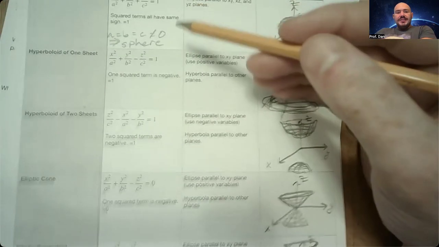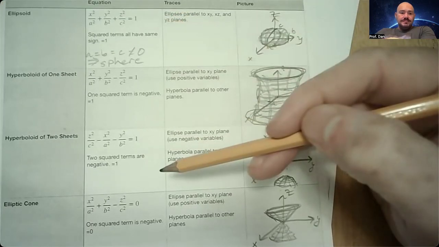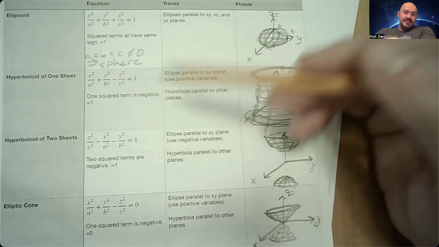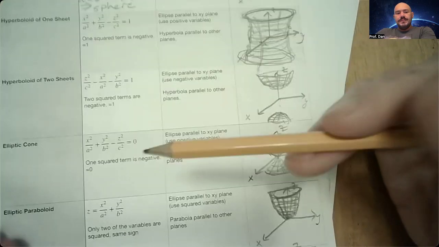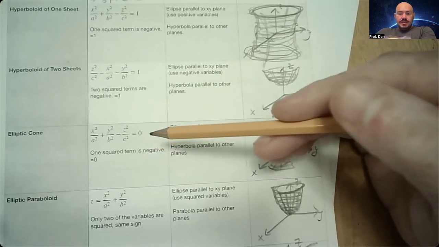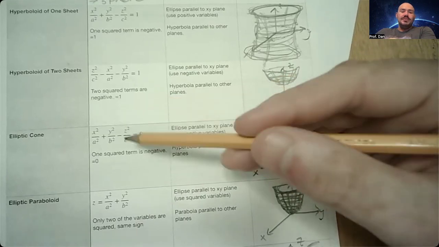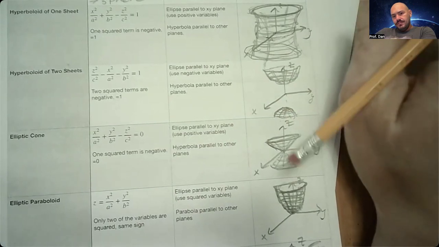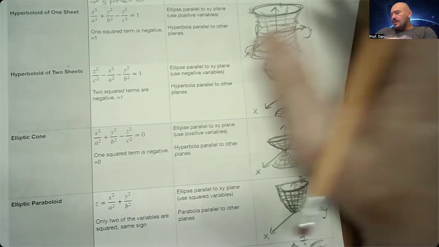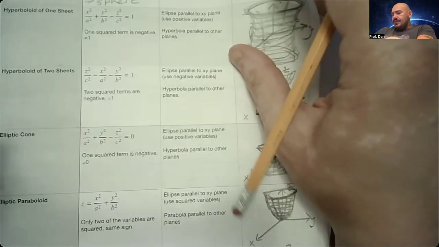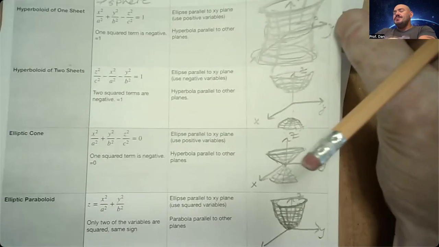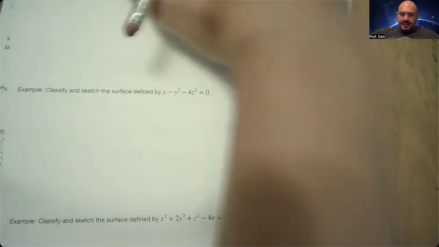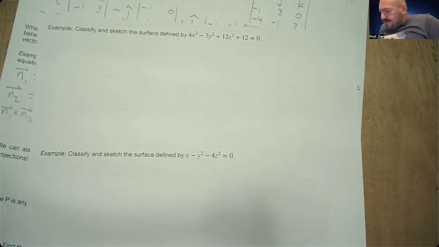Then look at the right-hand side of the equation. If it's equal to 1, then you have a hyperboloid if the signs were different. You have an ellipsoid if the signs were the same. You have a cone if the right side is equal to 0, and you have one variable that's negative. So that's a short way for you to tell the difference between all of these different quadric surfaces. Now let's look at this in practice with a couple examples.